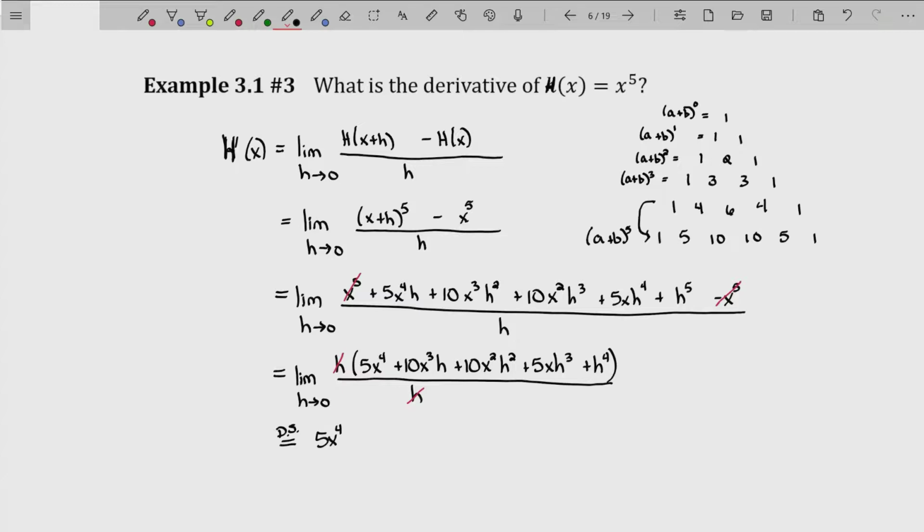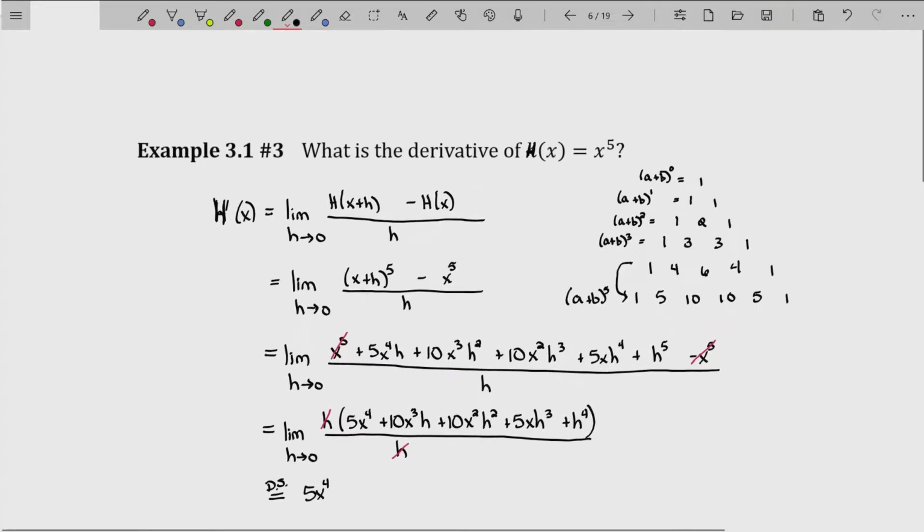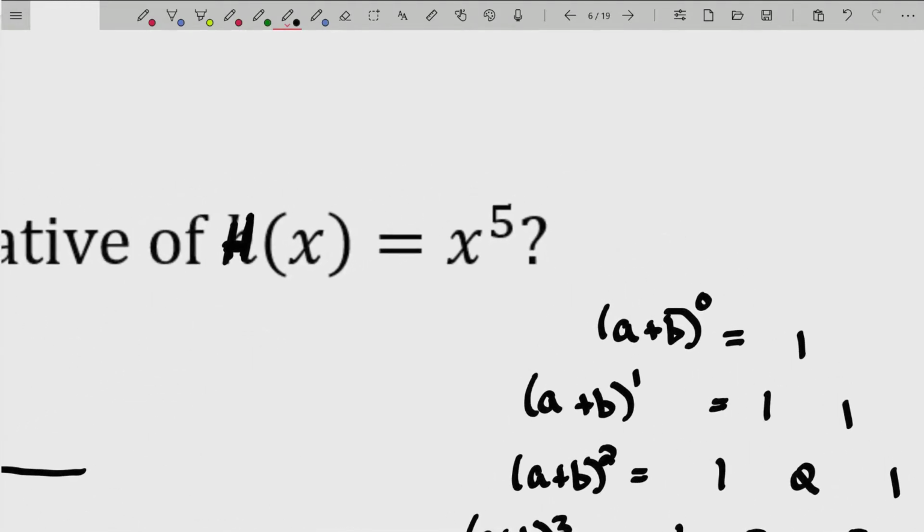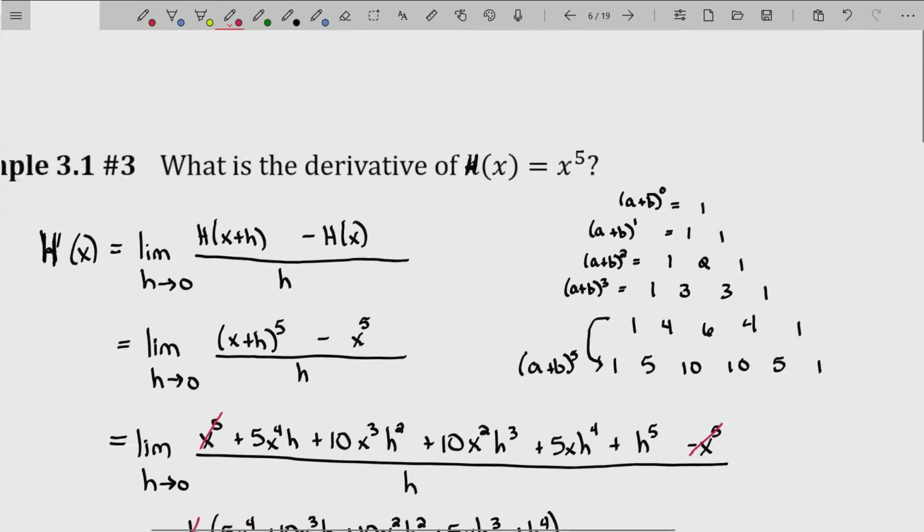Now, a lot of people who have had calculus in the past know the trick that all they really need to do to take the derivative of this function is to grab the exponent, drop it down in front, and subtract 1 from the old exponent. 5x to the fourth is the derivative. And it sure does beat doing this by hand, right? So that's the punchline.